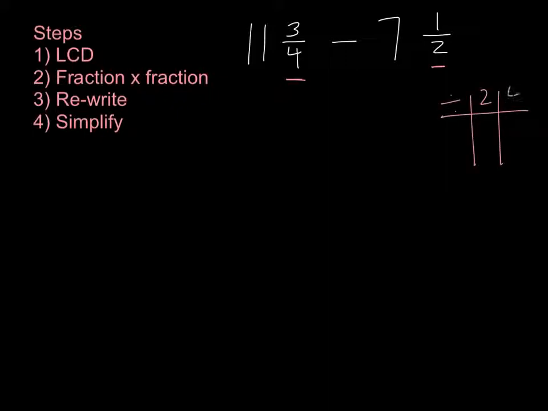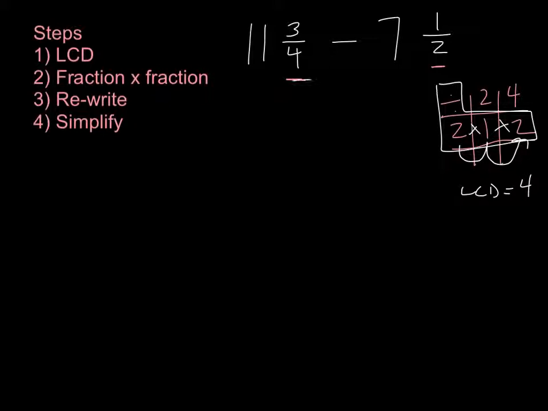For 2 and 4, they're both even, so I know that 2 can divide both of these numbers. 2 divided by 2 is 1. 4 divided by 2 is 2. And a 1 means I'm done. 2 times 1 is 2, and 2 times 2 is 4. So the LCD is 4.